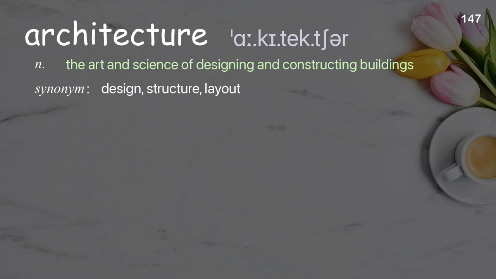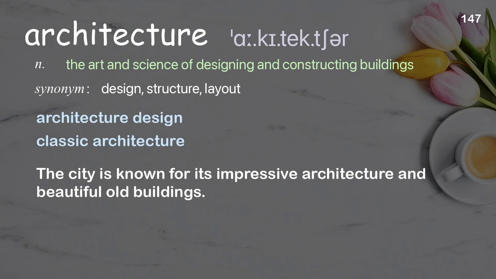Architecture. The art and science of designing and constructing buildings. Examples. Architecture design. Classic architecture. The city is known for its impressive architecture and beautiful old buildings.